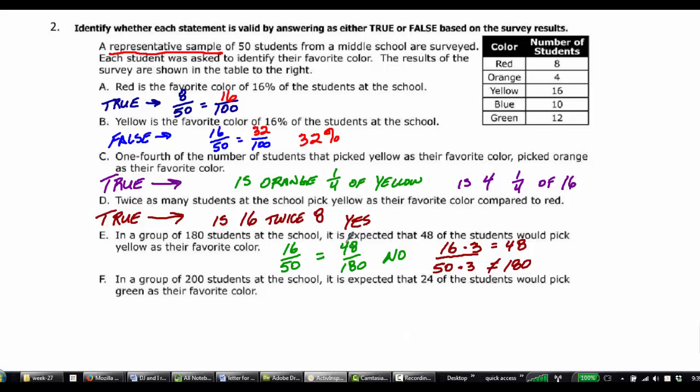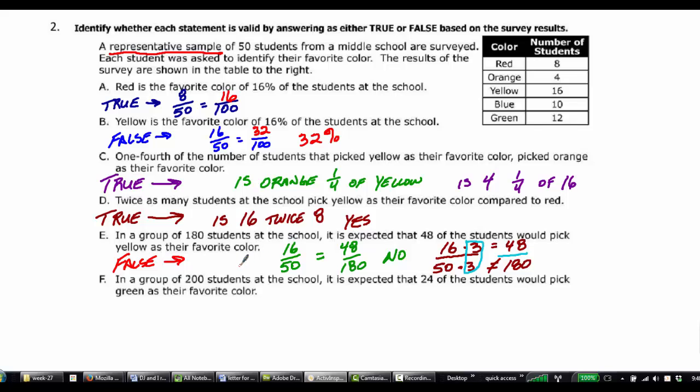So there are several ways you could solve this problem. One of the most straightforward is to just say, because remember, I always need to be able to multiply when I want to create a new fraction here. I need to be able to multiply by a form of the number 1. Since 16 times 3 makes 48, 50 times 3 would have to equal the bottom, which would be 150, not 180. So this statement is false.